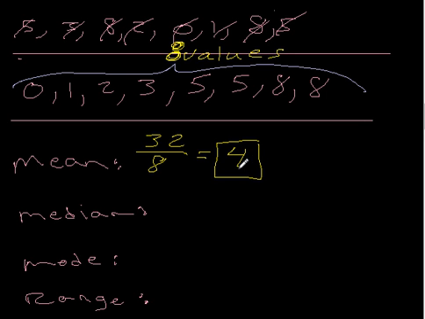So to find my median here, guys, is going to be the middle number. I have 8 values, so that means that I have 4 numbers on the left and 4 numbers on the right. So the middle number is going to be right between the 3 and the 5 right here.